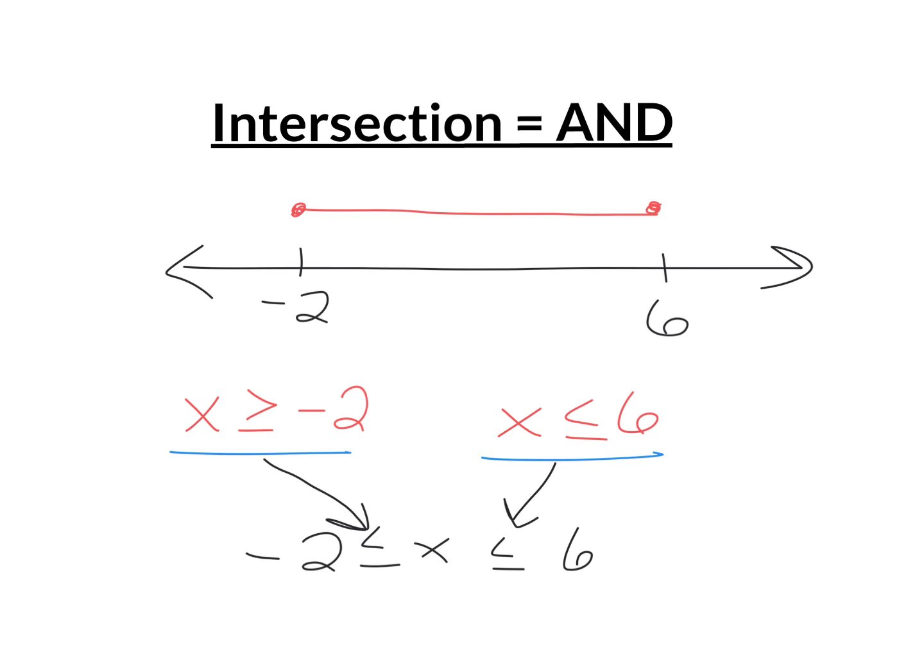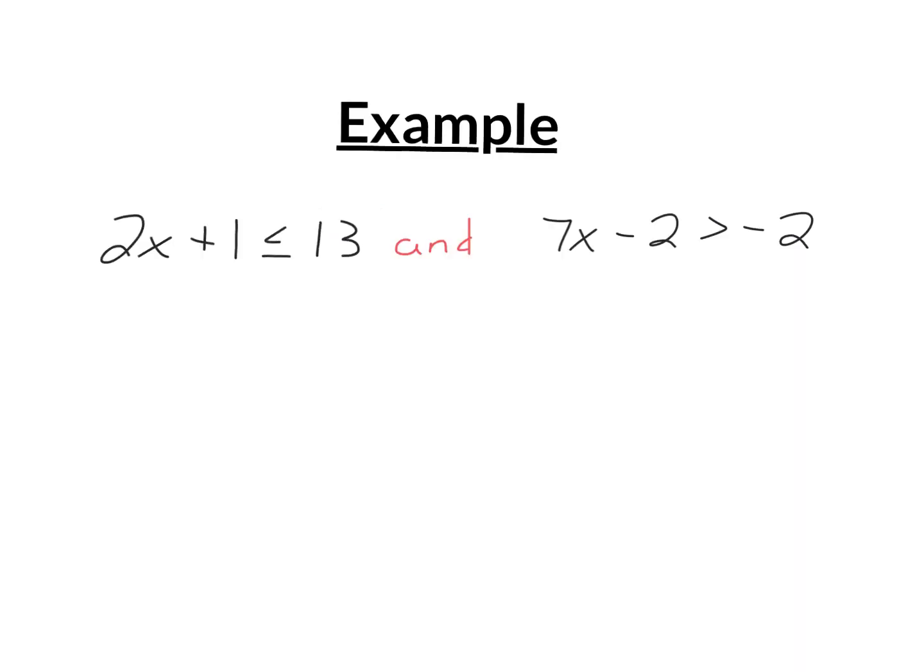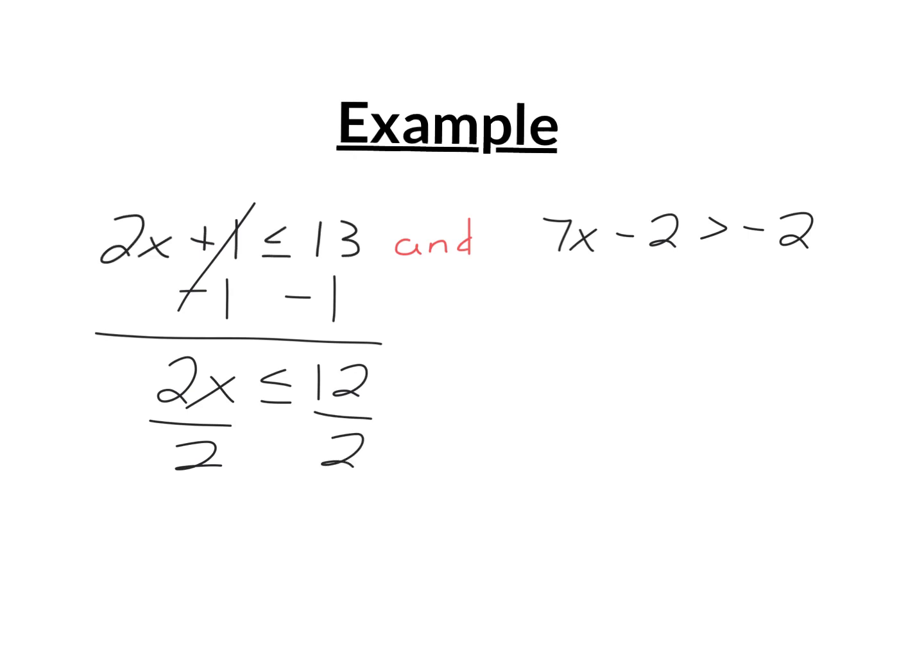Okay? The other one was or. Oh, I have an example first. Sorry. Example. With and, we have two different inequalities. Just solve them both, one at a time. So on the left, what do I do first? Subtract the 1 over. So we have 2x is less than or equal to 12. Last step would be to divide by 2. So we have x is less than or equal to 6. That one's done. Okay, what do I do with the one on the right?